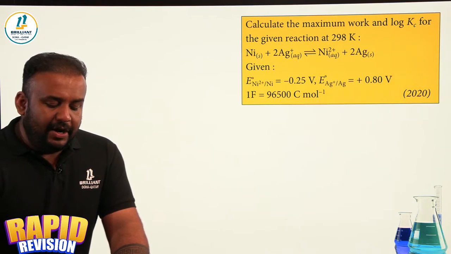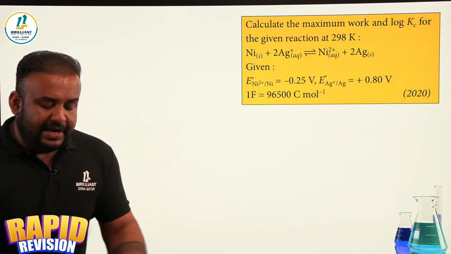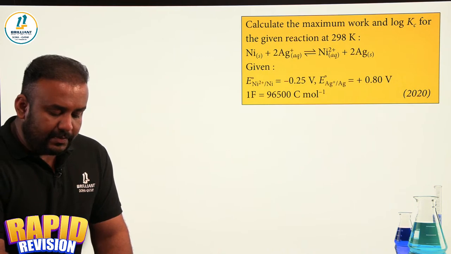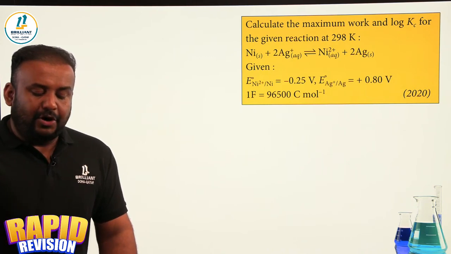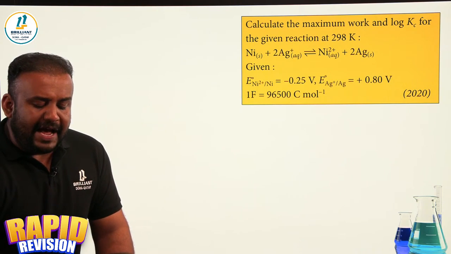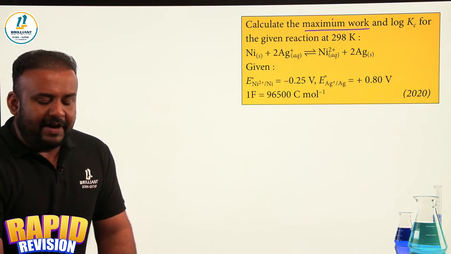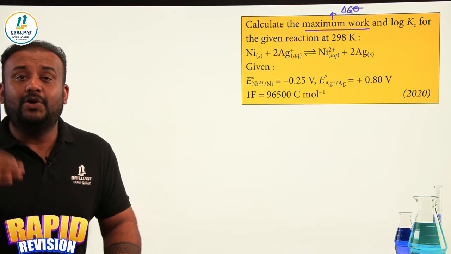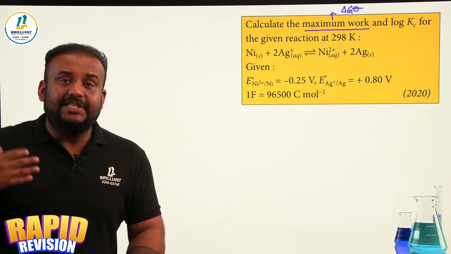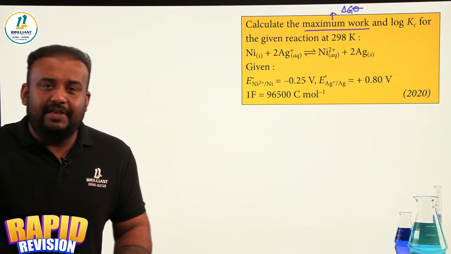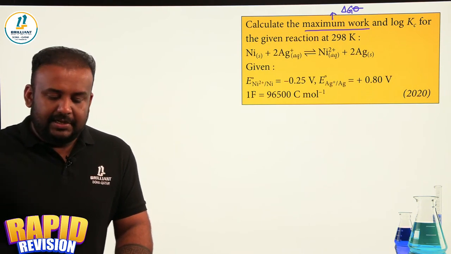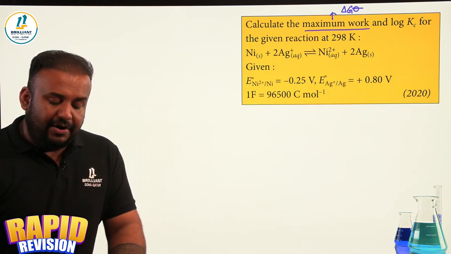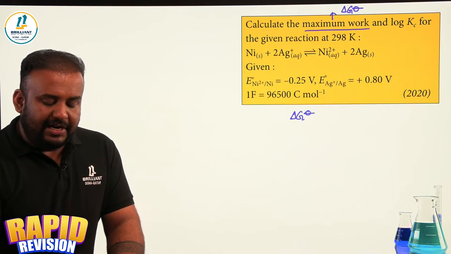Calculate the maximum work and log Kc for the given reaction at 298 Kelvin. Given E0 of nickel 2 plus. Electrode potentials are given. What do you need to find? Maximum work. Maximum work means they are asking how much is the free energy change. That's it. Because what is the meaning of free energy? The amount of energy available to do useful work. So sometimes instead of asking to calculate delta G naught, they will ask you to calculate the maximum work. So you just need to find the value of delta G naught. Direct formula: delta G naught is equal to minus nF E naught cell.